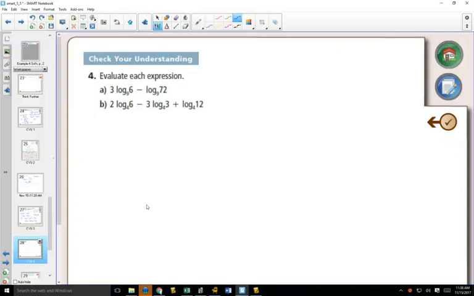Our last example says evaluate. The word evaluate in math says come up with a number. Figure this out. These are both non-calculator questions. So if we tried to do it directly without a calculator, 9 to what power is 6?